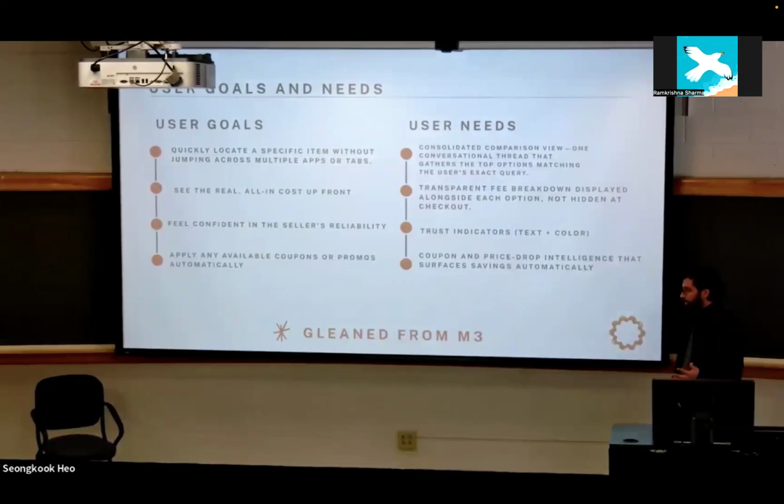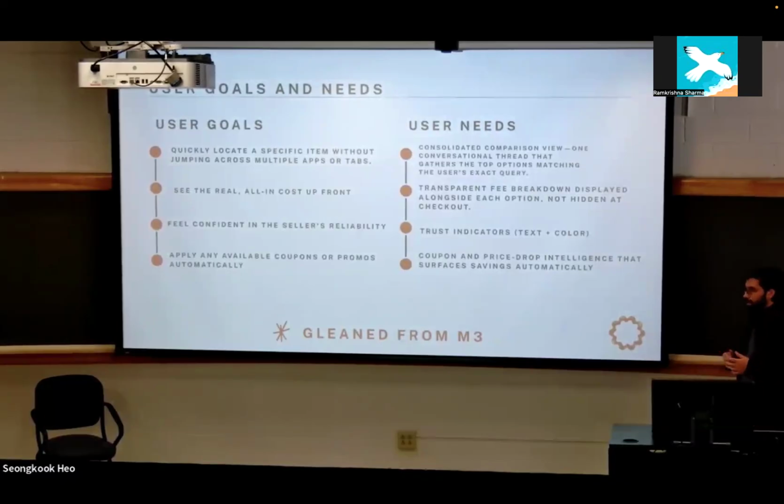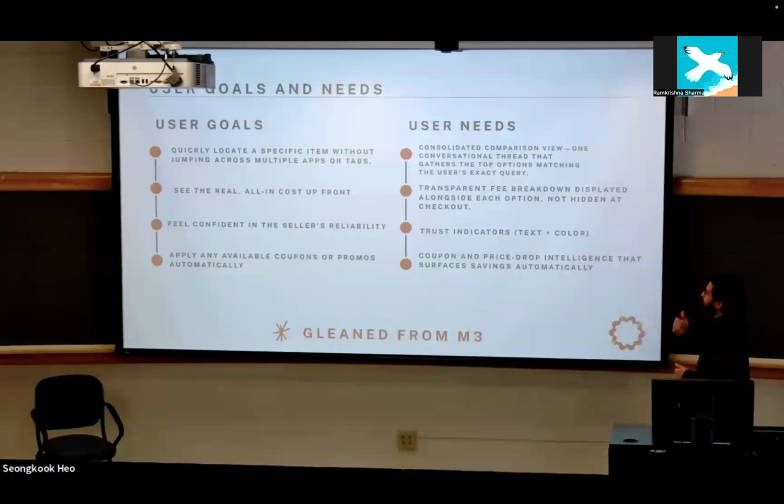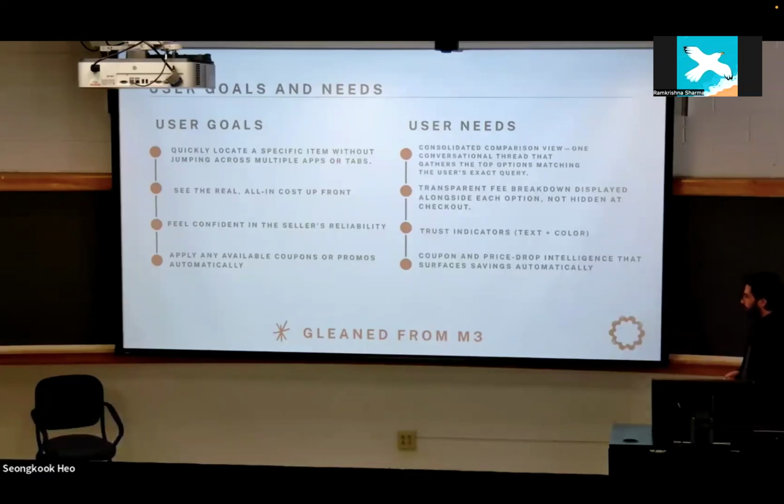So just encapsulating all those facts, these are the user goals and user needs. You want to quickly locate a specific item without jumping across multiple apps or tabs. You want to see the real all-in cost up front. You want to feel confident about the seller's reliability. We spoke about this. And then on the other end, we talked about the user needs here, which is really just the logical translation of those goals, which are a little bit more specific. And we'll see that in the prototype, gleaned from milestone 3.